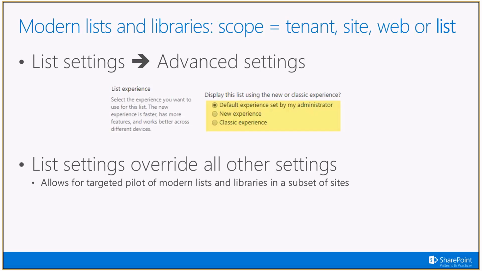So if at tenant level, for example, modern is turned off for lists and libraries, and you want to, let's say, do a pilot for modern for a subset of your users or subset of your sites, you can go to those sites, enable the setting, put them on the new experience, and then they will show up the new modern UI. There's also an API call for doing this, so you can perfectly script this, and this way you can do a phased test rollout of modern list and library experience if that would be needed.